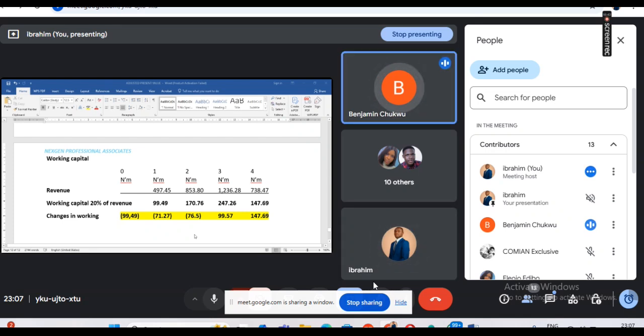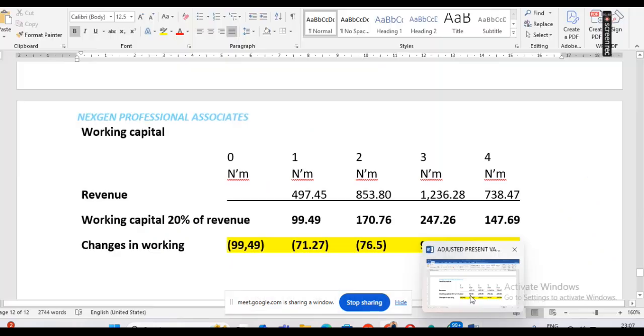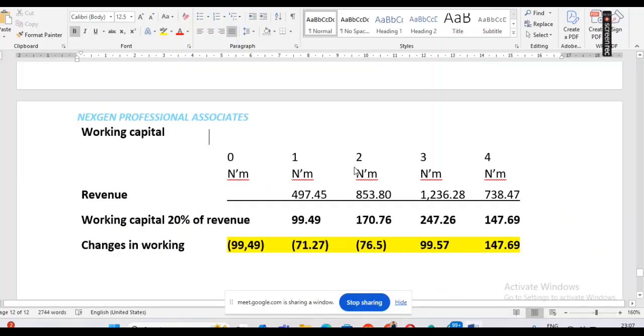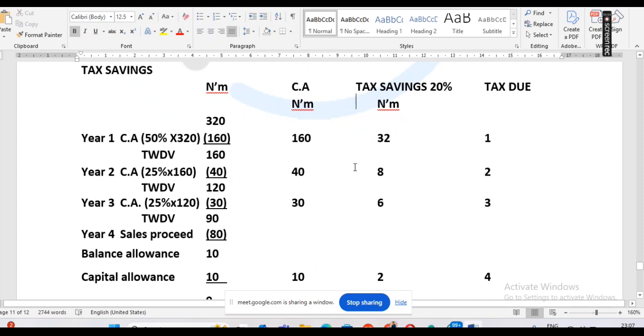Okay, so my question is on the last page, before we go to where we calculated taxes. The difference between this tax written down value and the sales proceeds, that's 90 and 80, gives a balancing allowance of 10, right? Yes. So how did we get this capital allowance? Are we claiming the whole 10 naira as capital allowance? Yes, you claim the whole 10 naira because you make a loss on disposal of the asset.